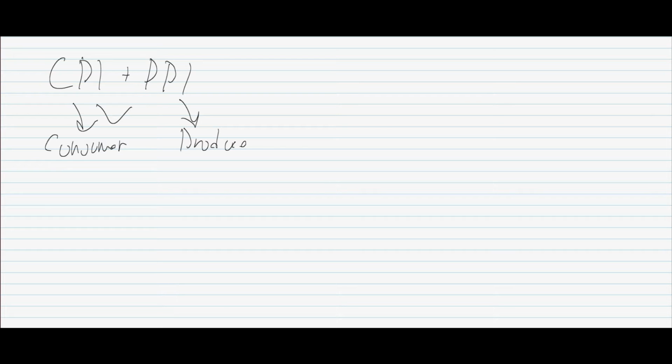Hey guys, this is going to be the quick and dirty video on CPI and PPI. Now remember, CPI was consumer, PPI was producer, and then PI in both stands for price index. So CPI is consumer price index, PPI is producer price index.